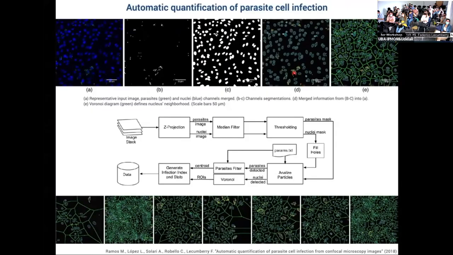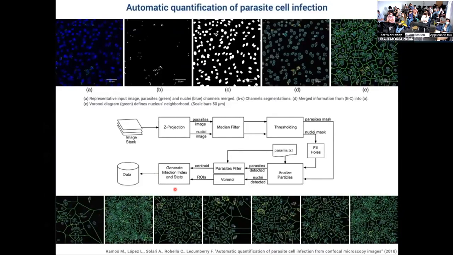Since no information related to the cell's membrane is provided, a Voronoi diagram splits the whole image into regions based on the distance to nuclei edges. This diagram is shown as green curves in figure E. Finally, each parasite is associated to a nucleus, and the nucleus is labeled as infected. This lets us compute a ratio, the infection index.